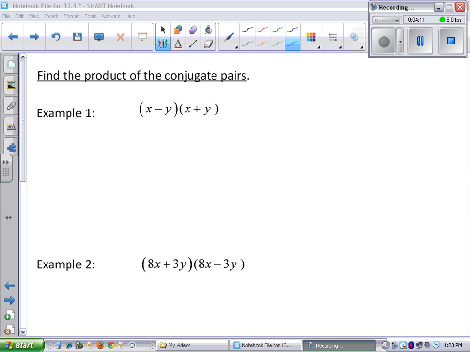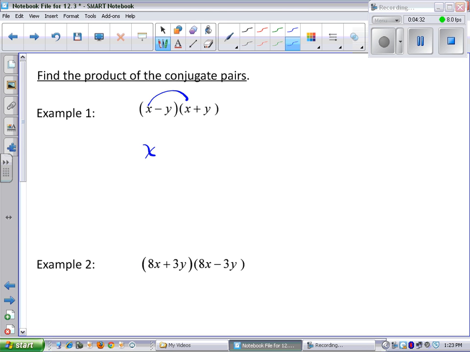Now I want to find the product of the conjugate pairs. I want to multiply x minus y times x plus y. And I will do this by FOILing it out, and you will notice that something special happens every time here. And you may learn to omit that, but something special happens every time. So when I FOIL this, x times x, I'll have x squared. The outside would give me plus xy, and the inside would give me minus xy. And the last, the negative y times the positive y, would give me negative y squared.